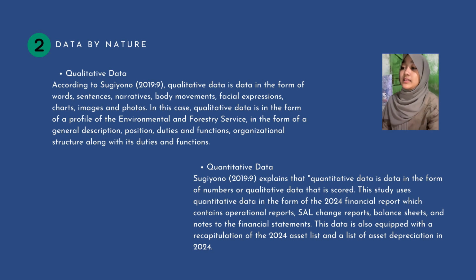Second is quantitative data. Based on Sugiyono 2019, quantitative data is data in the form of numbers, or qualitative data that is scored. This study uses quantitative data in the form of the 2024 financial report, which contains operational reports, SAL change reports, balance sheet, and notes to the financial statements. This data is also equipped with a recapitulation of the 2024 asset list and a list of asset depreciation in 2024.